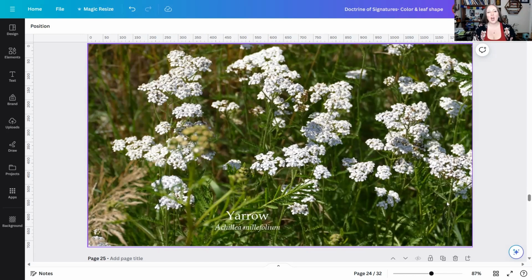So next, let's talk about contracted narrow or needle-like leaves. You can see how small the yarrow leaves are here. What that's doing is pointing us to a signature of this plant having a high predominance of air and fire, because it is pointing to its high essential oil content. It's highly aromatic, high in essential oils.